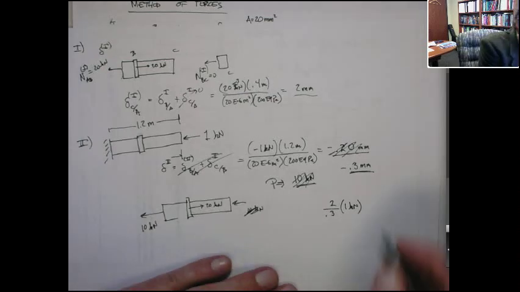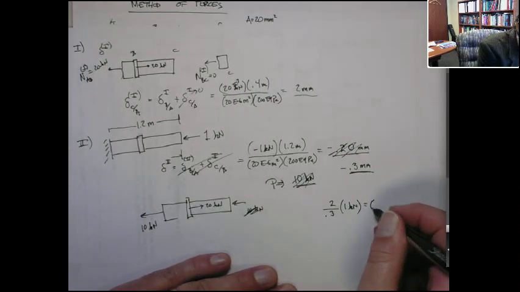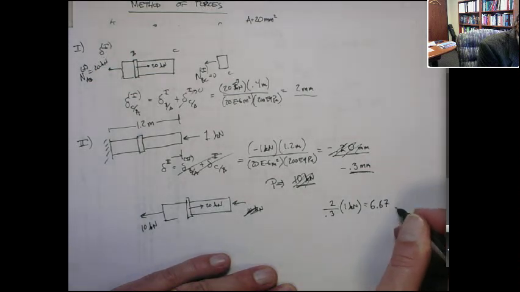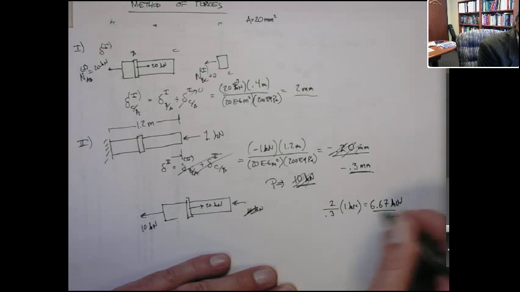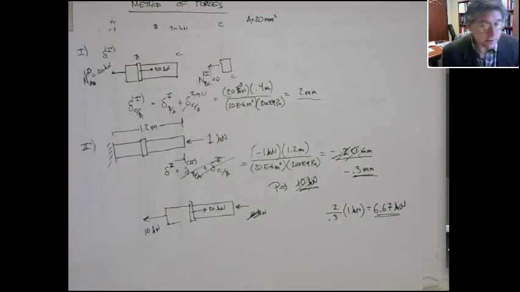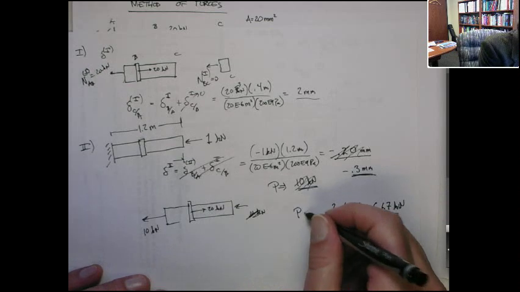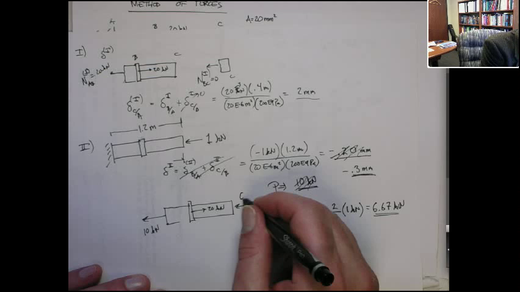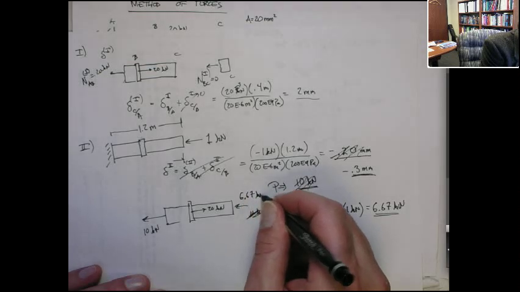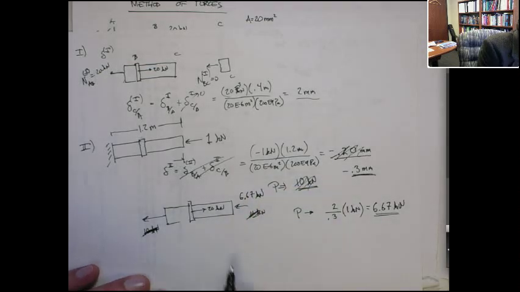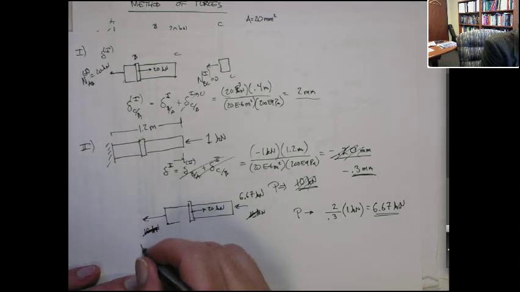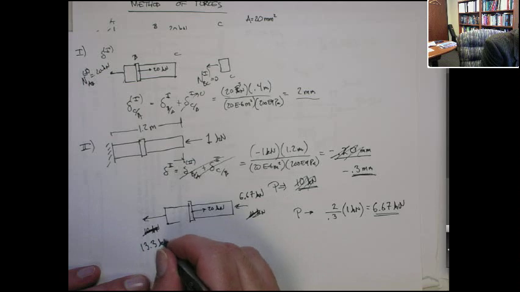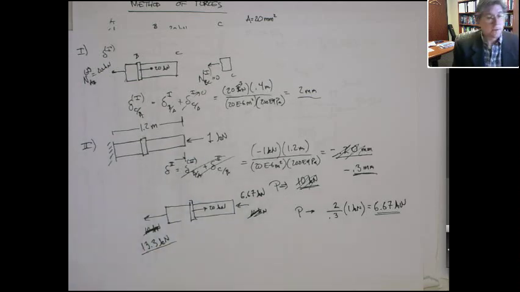So that is 6.67. That's what we got from there, right? So that tells us that P is actually 6.67 kilonewtons. So that means from sum of forces, this has to be 13.33. Okay, so those are the reaction forces in that problem.